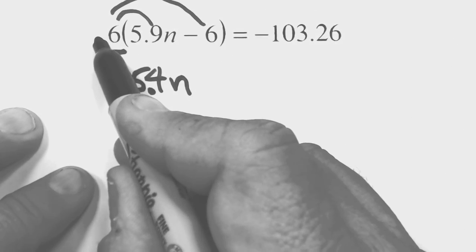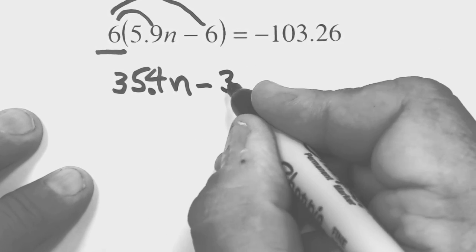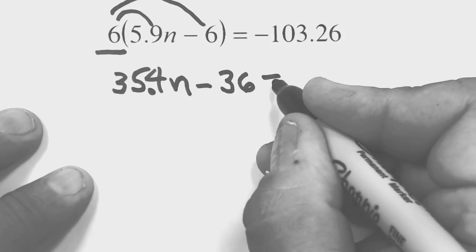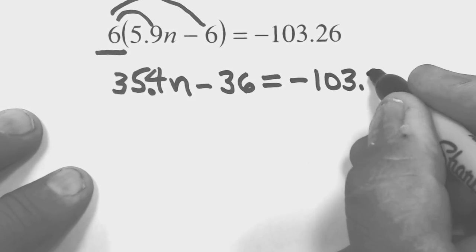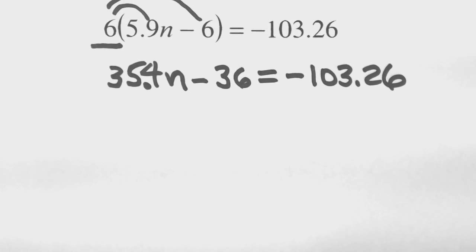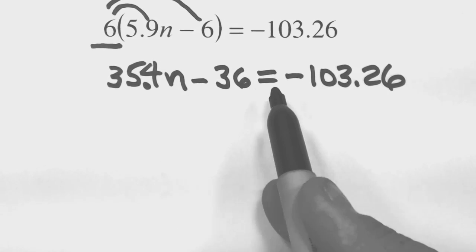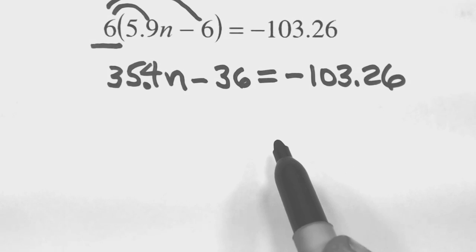Now, the second guy is not difficult. Plus 6 times minus 6 just gives me negative 36. There that is. And on the right side, I've got the negative 103.26. Okay, well, let's take a look now. There's no more cleaning up to do here. There are no like terms on either side we can combine.